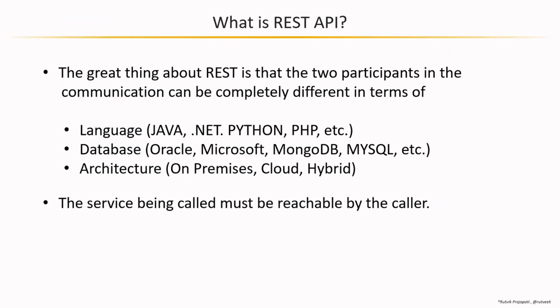The great thing about the REST API is that the two participants in the communication can be completely different in terms of language, database, and architecture. For example, if the computer program on the client side is implemented in Java, it is absolutely fine for the server side to be implemented in Python.